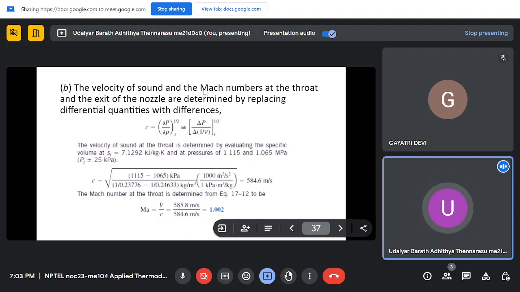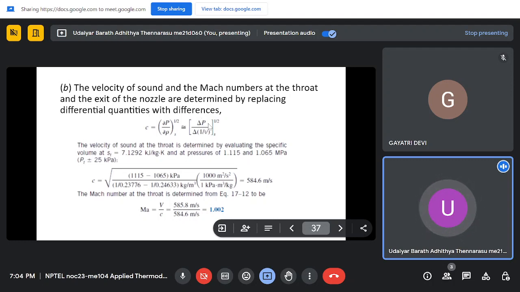For finding the Mach number, we need to find out the sonic velocity, or the velocity of sound. C is defined as square root of dou P by dou rho. As we don't have any direct pressure relation, we will convert this into differences. So it will be delta P by delta of 1 by V, since density is 1 by V. Using these differences, we can find out the sonic velocity.